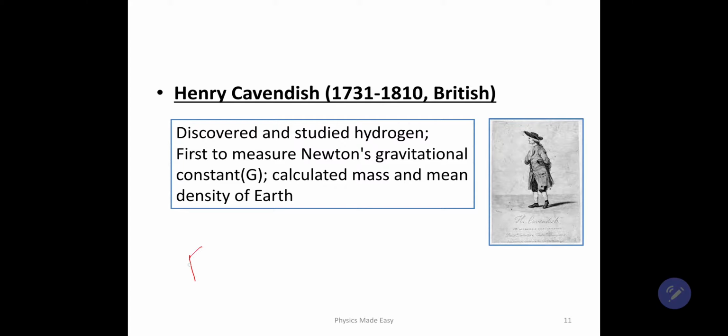In 9th standard, you have learned we can find the gravitational force of attraction between any two objects by this equation, F = Gm1m2/d². It was being put forward by Sir Isaac Newton, but the value of G has been successfully calculated by Henry Cavendish. He calculated the mass and mean density of Earth too.